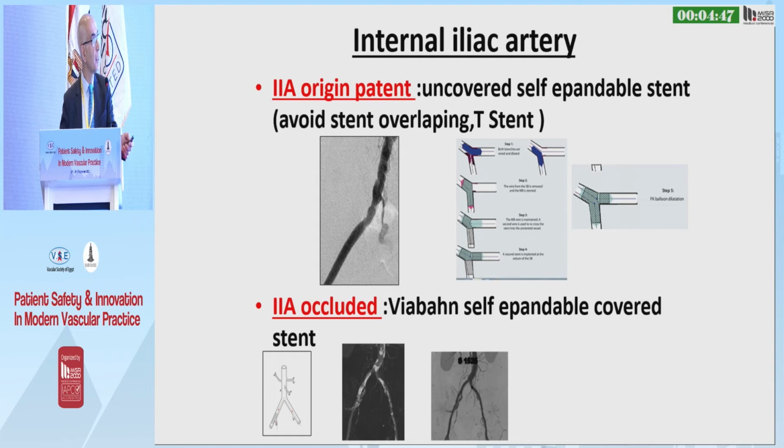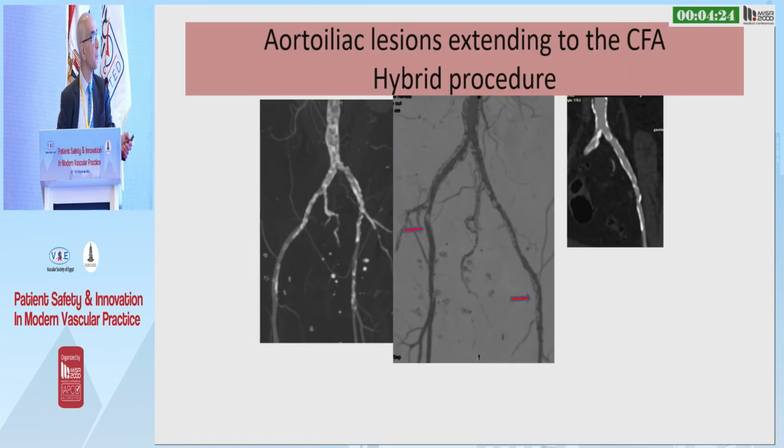For internal iliac artery, if the origin is patent, catheterism of the internal iliac artery, ballooning, and over the origin of the internal iliac artery, a self-expandable stent. We avoid overlapping, stenting over the origin of the internal iliac artery. If the internal iliac artery is occluded, Viabahn self-expandable stent.